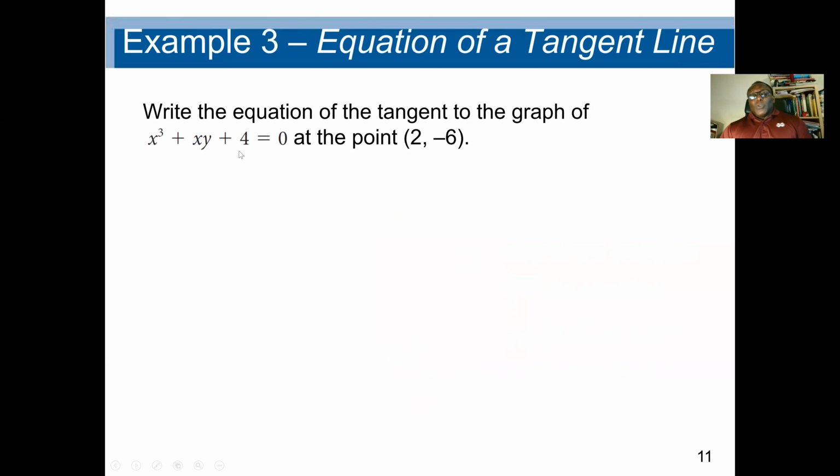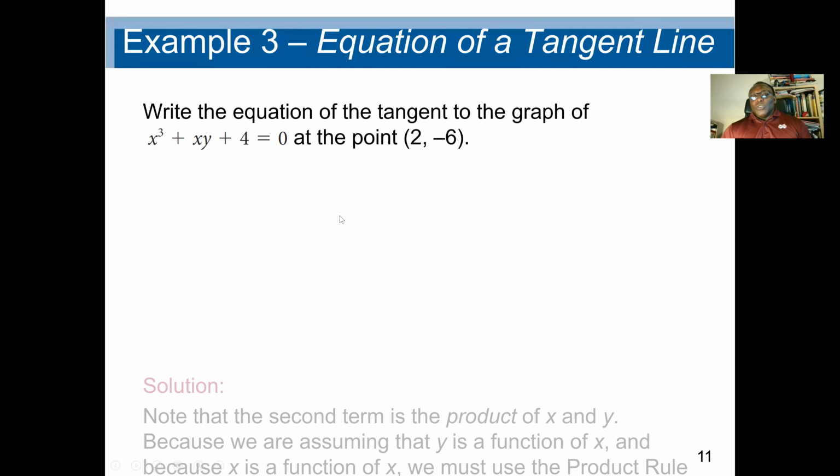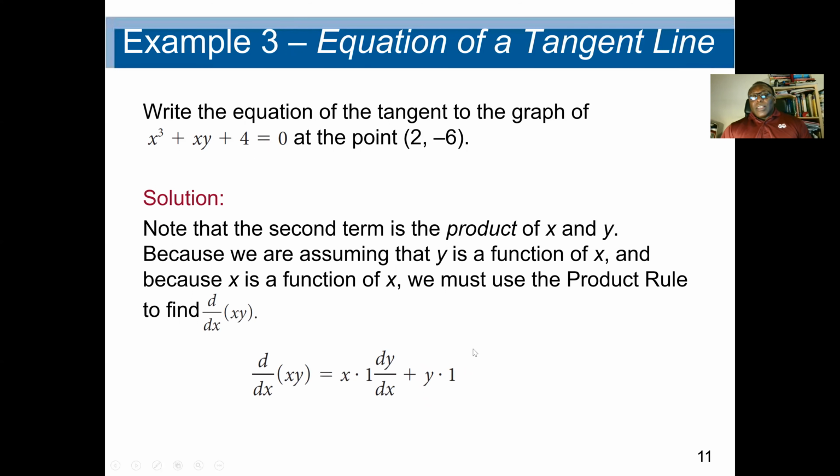The next question, they say we should write the equation of the tangent to the graph of x cubed plus xy plus 4 equal to 0. They give us the point 2 and negative 6. So here we are writing the equation of the tangent. So first thing we need to look for is, again, find the derivative of the function.